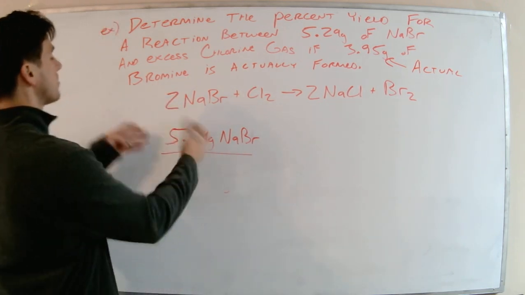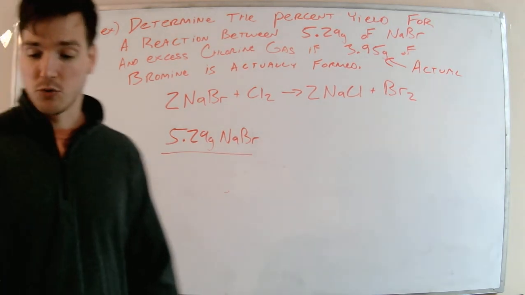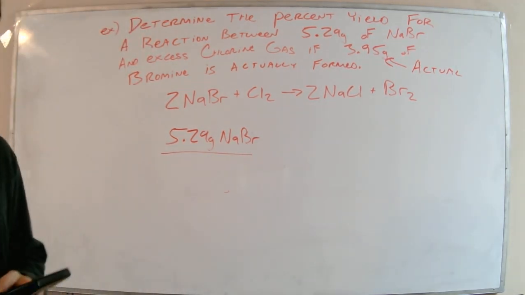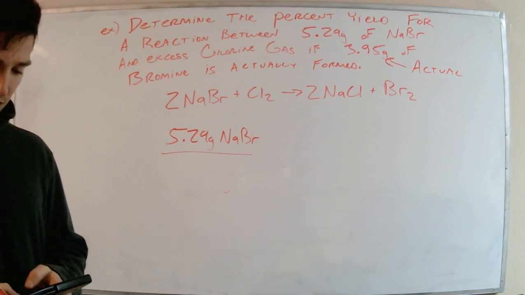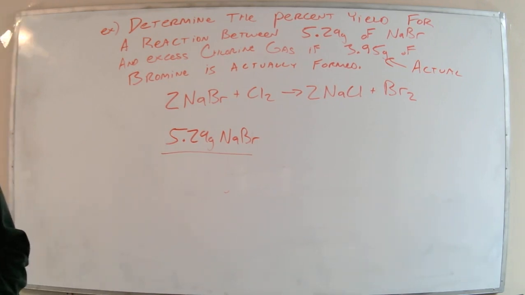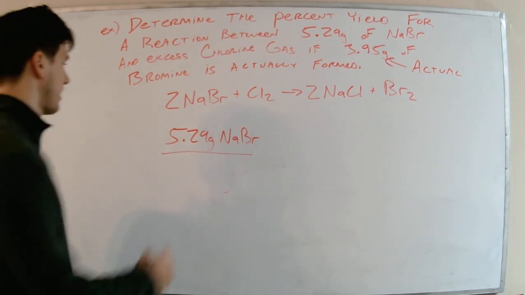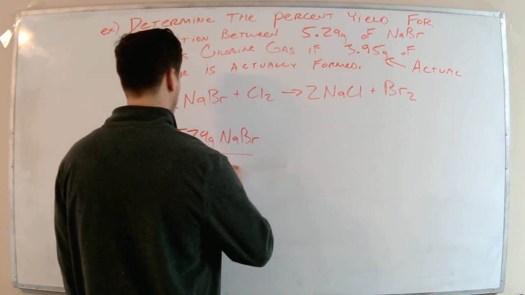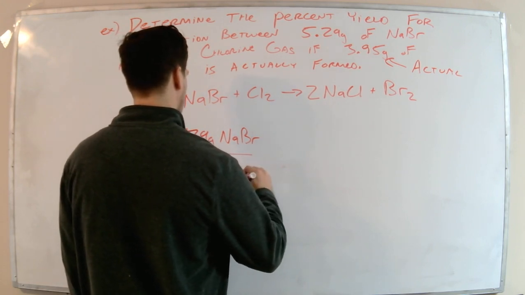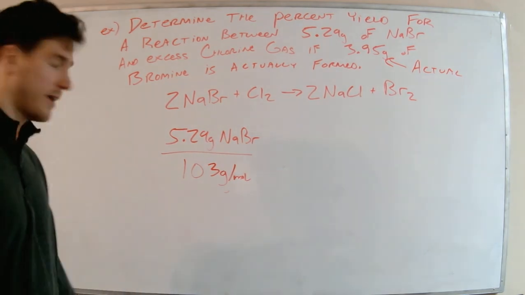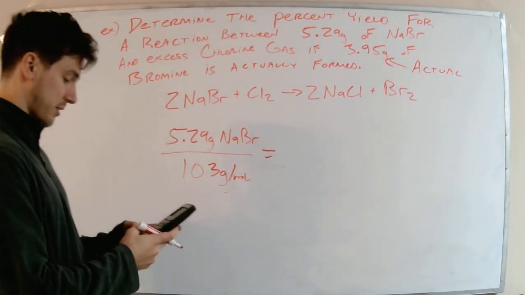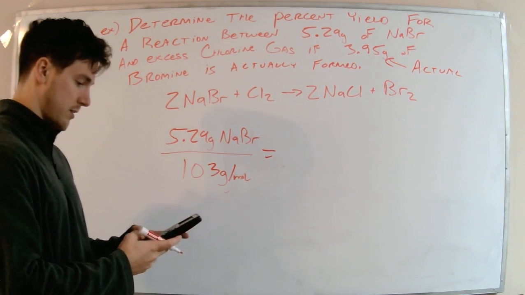Okay, so let's go ahead and now change our grams to moles. Moles is the universal language of chemistry, right? So the molar mass of sodium bromide is 23 plus, let's just go with 80, 103 for simplicity's sake. So the molar mass of NaBr is 103. 23 plus 80 is 103, right? And that'll give us moles of NaBr.